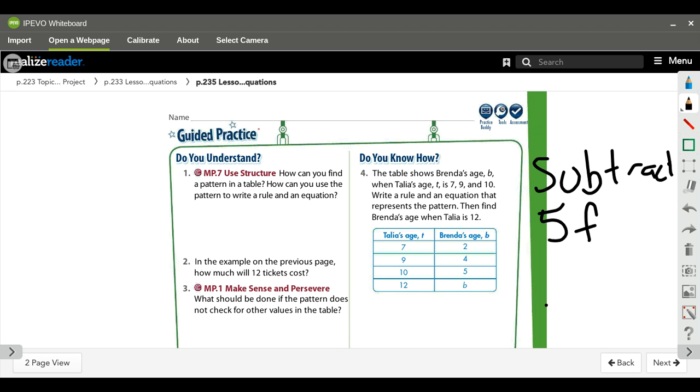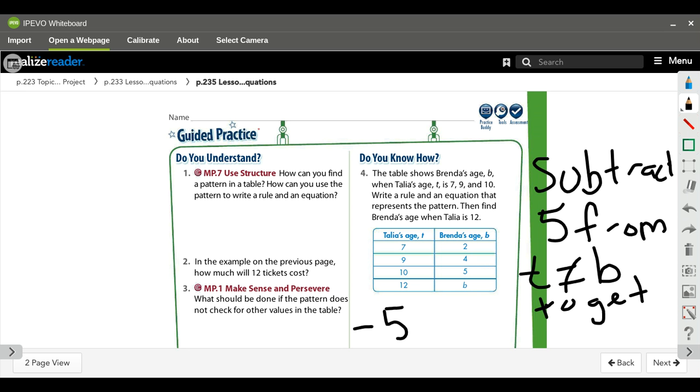Good. So the operation that I'm doing is I'm subtracting 5, and I'm doing that from T to get B. Okay, so this is my rule. So now I'm going to take this and write it as an equation. So I'm going to subtract 5 from T to get, to mean to equal B. So there's my rule. And then when Talia is 12, B is going to be equal to 7. So that's how I would solve that one.